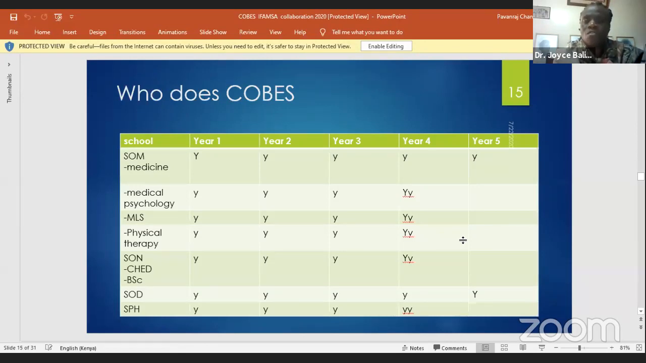So who does COBS? You can see on your left-hand side, School of Medicine, School of Nursing, School of Dentistry, and School of Public Health. All these students must be trained in research. All the years from year one up to year five, it's a five-year program. Where I've put a yes, yes, yes, yes, they have to do it. And where it's a double yes in year four, it means that these are four-year programs and they must do COBS 5 in their fourth year of study. That simply explains why some have doubles and others are just single. So medicine takes five years and does it quite comfortably, but the four-year programs have the double in year four, and School of Dentistry is also a five-year program, therefore they're quite comfortable.